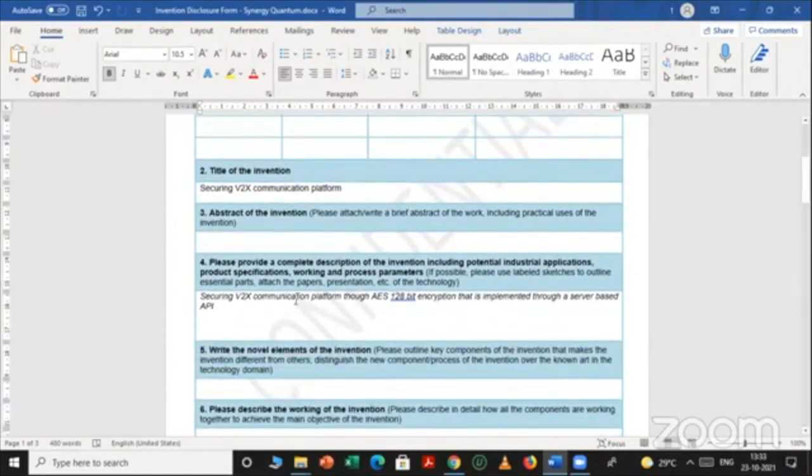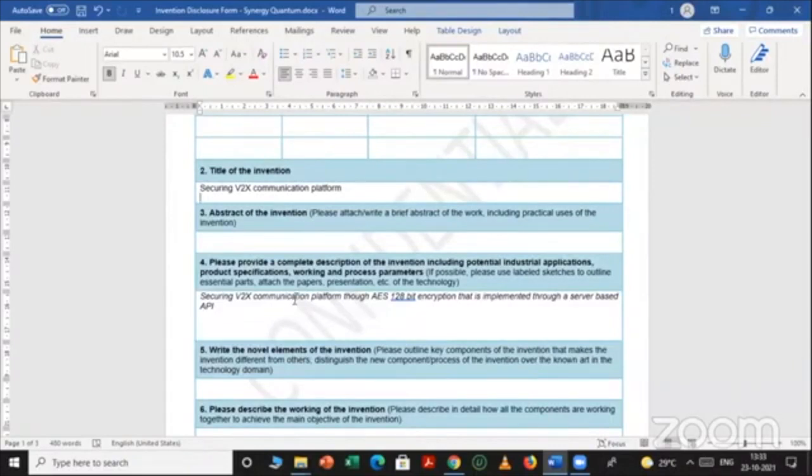Then the fourth section is the complete description of the invention, including potential industrial application. If there is any product specification, or any product launched in the market based on your invention or research, you have to mention it here. And the working and all the process, algorithm, anything which describes your invention, we have to mention it here.